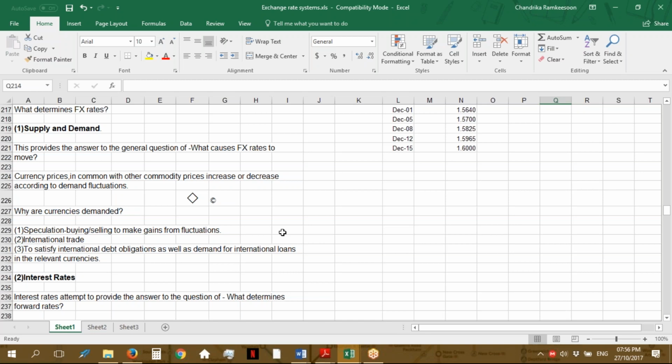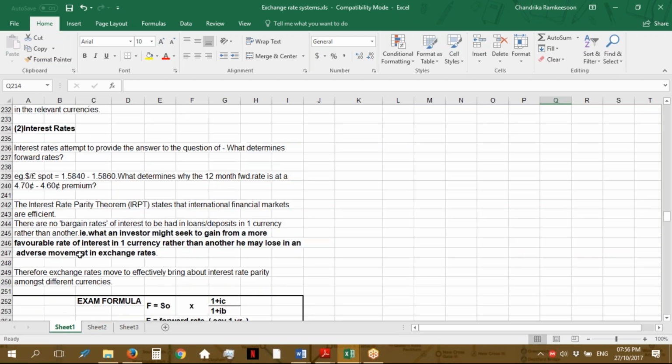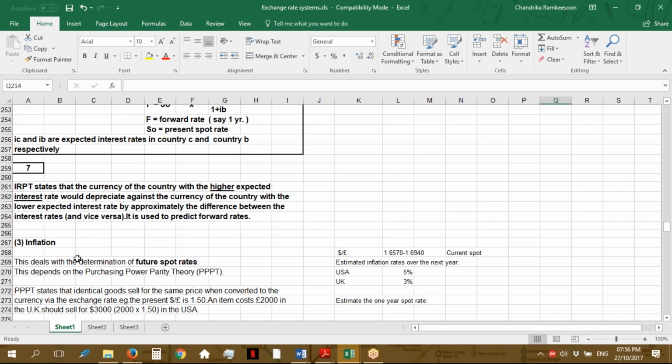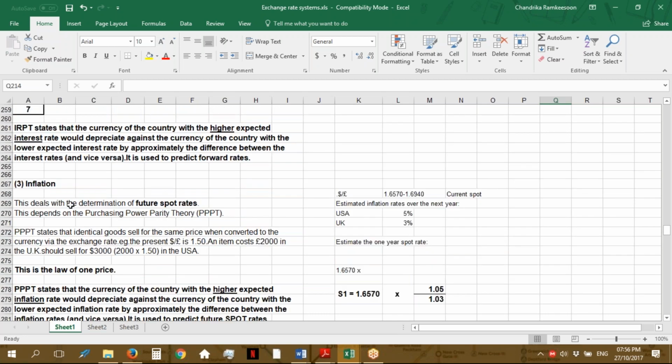So having looked at what determines daily spot rates, we said transaction motive, international trade, speculation and debt and so forth. The next main question, the second part of our three-part question then is, let me look at the third one before, right? What determines future spot rates? What determines future spot rates?